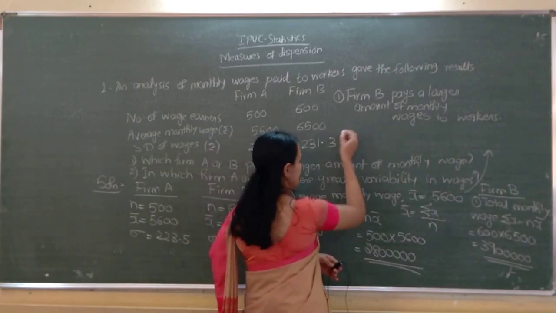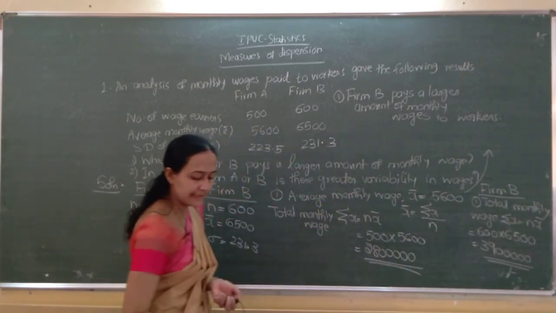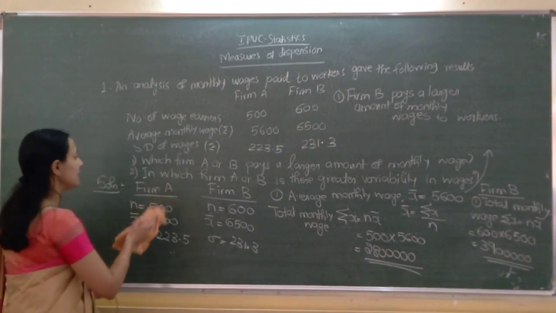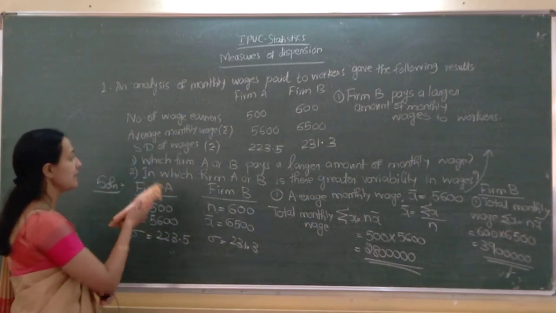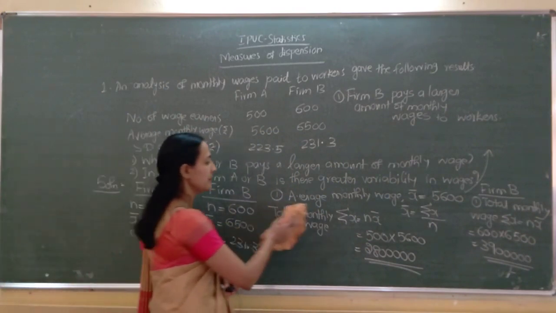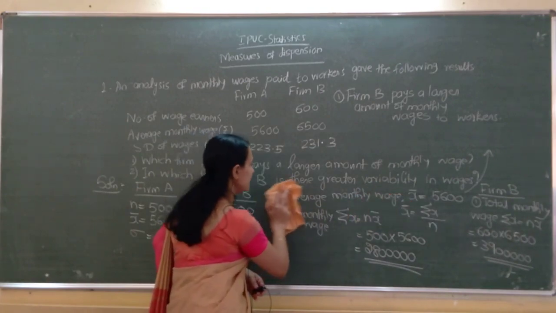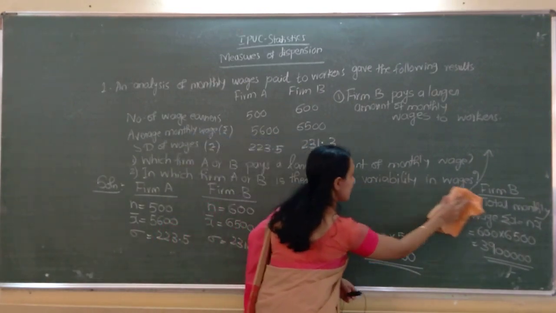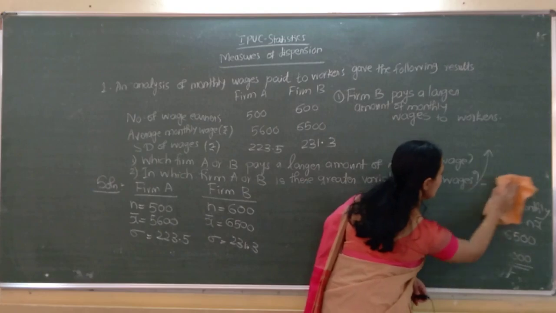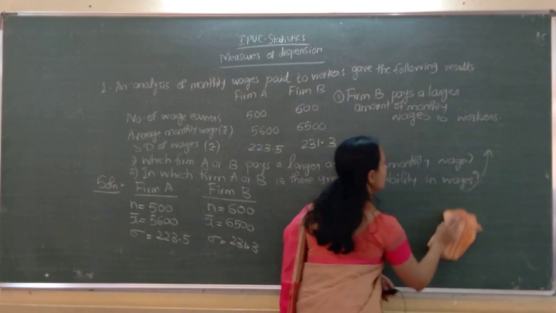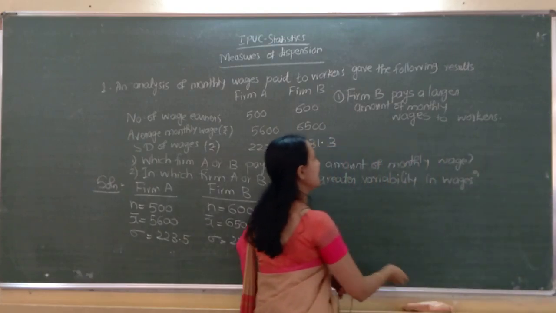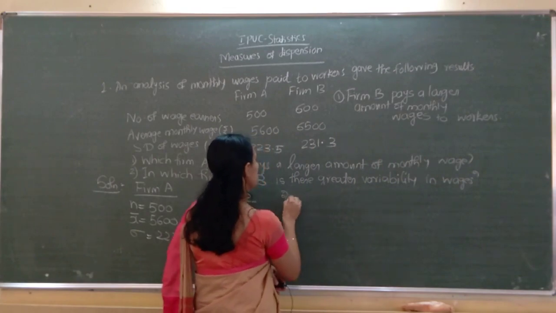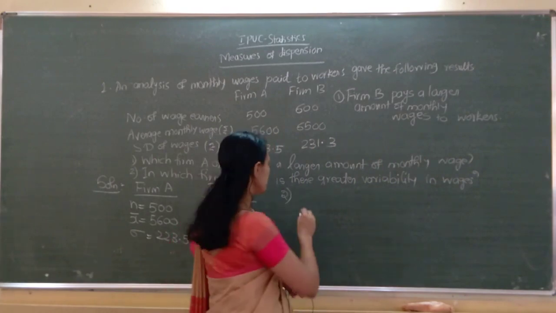Can I write this one? See, firm A, firm B, everything is given. So the first one we did. It is more for firm B. I wrote the conclusion also. I will rub this one out. Okay. Next, the second one. For computing, we have to compute CV.